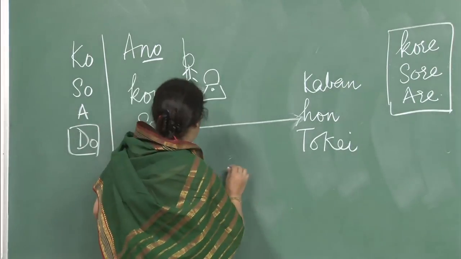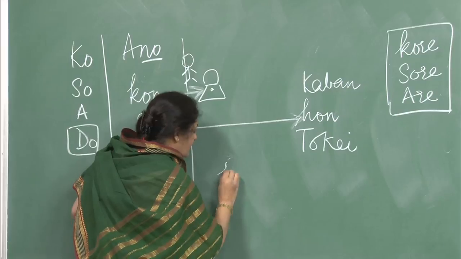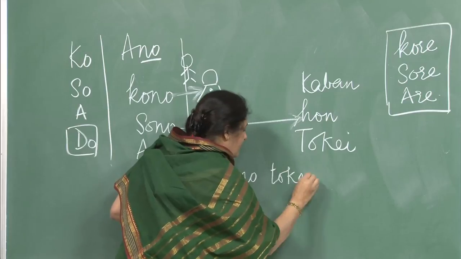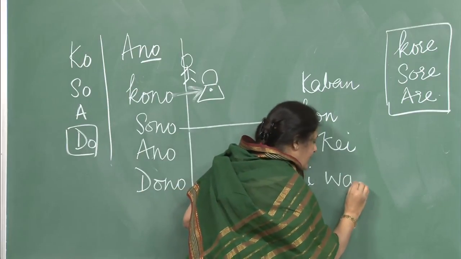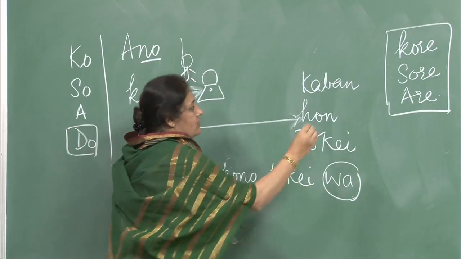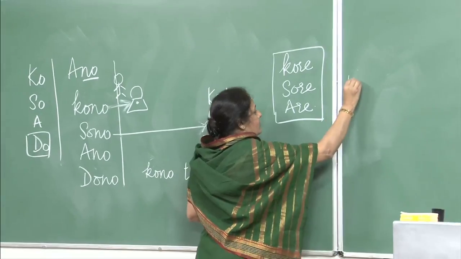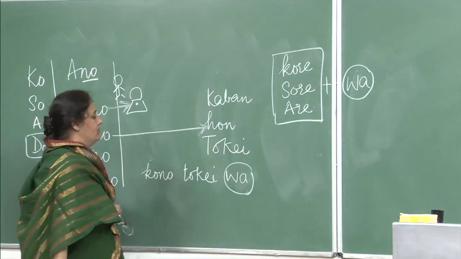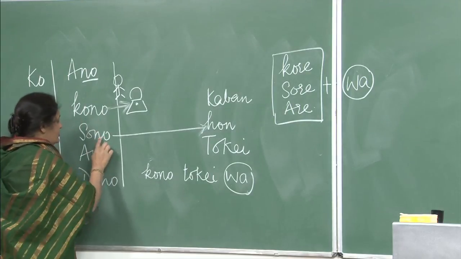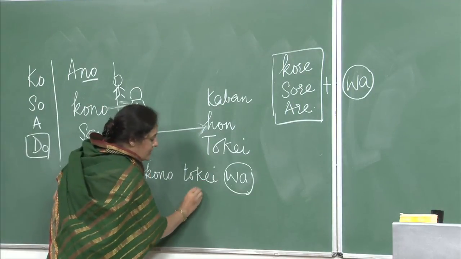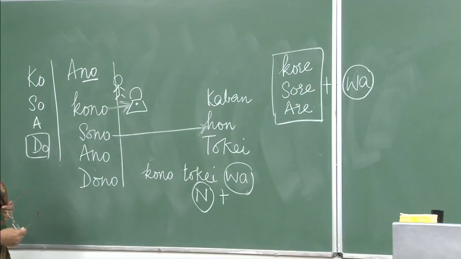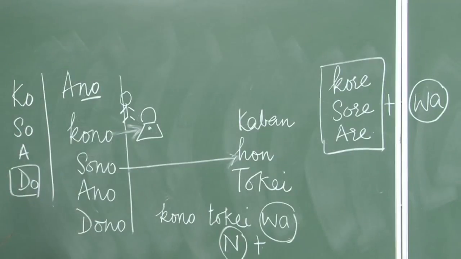So, now what you do is kono tokei wa. So, please remember with kore, sore and are, wa will come immediately after that. Kore, sore, are, wa. But over here, kono, sono, ano, tokei, the noun plus wa is going to come. Please remember that. This is very, very important. You always name the object or person with kono, sono and ano.